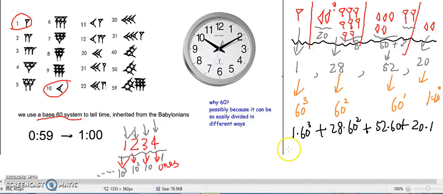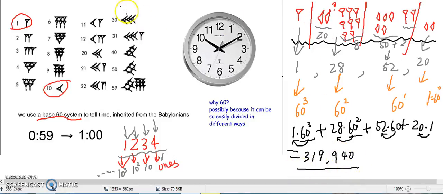And now we work it out and add all these together. Make sure you follow the order of operations. You will have to find the cubed and squared first, after that we do multiplication, and then we do addition. You can use a calculator if you want, and when we add all of these together, we get 319,940. So that's the modern number that represents this Babylonian number.